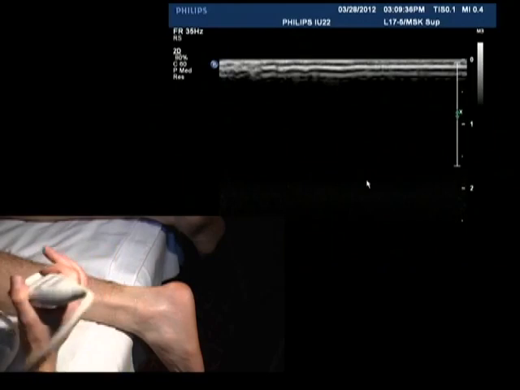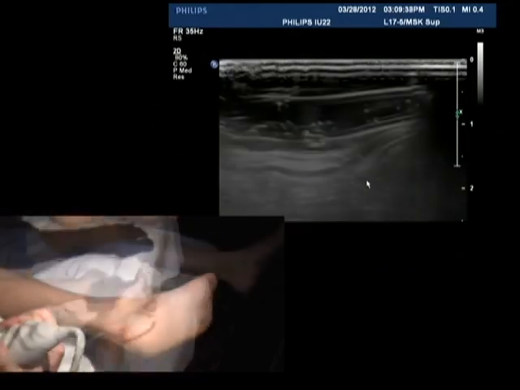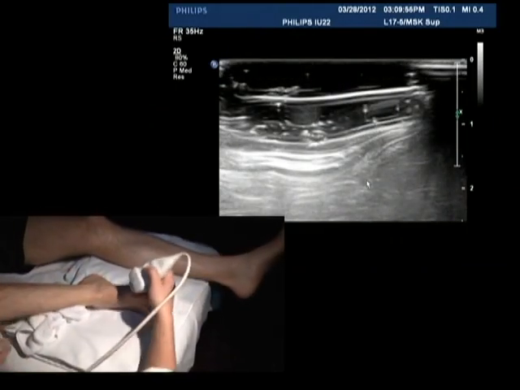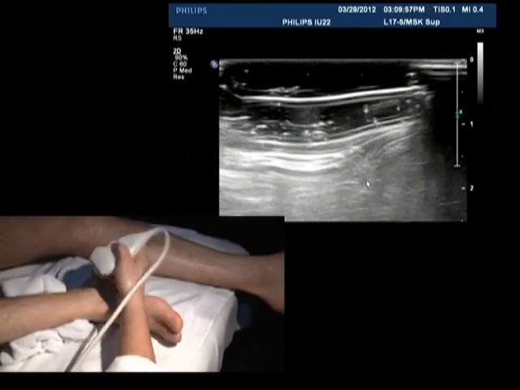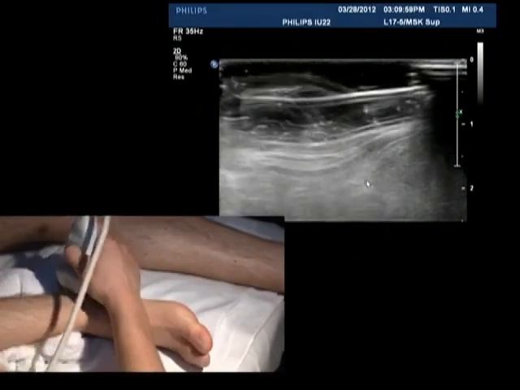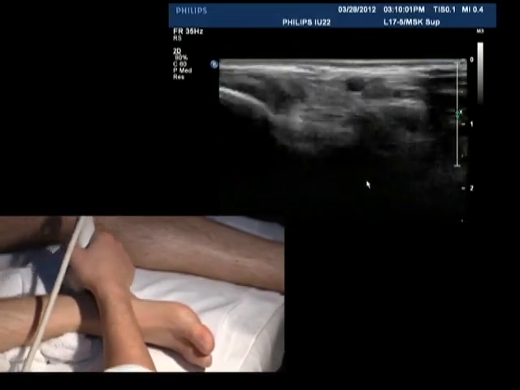All right, why don't you lay back on your stomach. So again, here's our medial malleolus. I'm going to just try to relax this foot a little bit here. So once you find the medial malleolus, you just put your probe posterior to it.